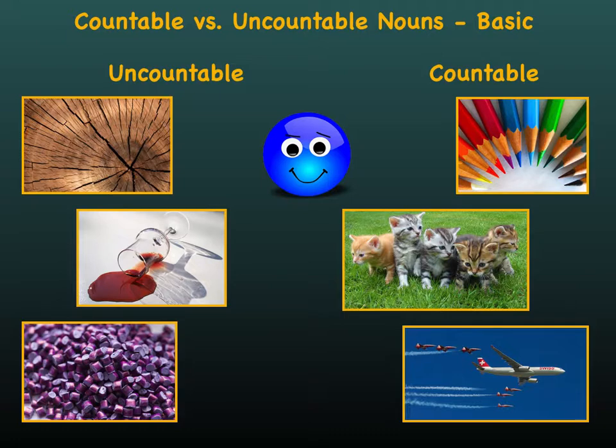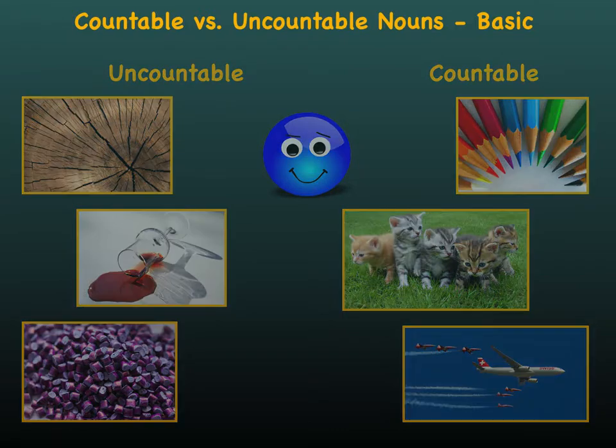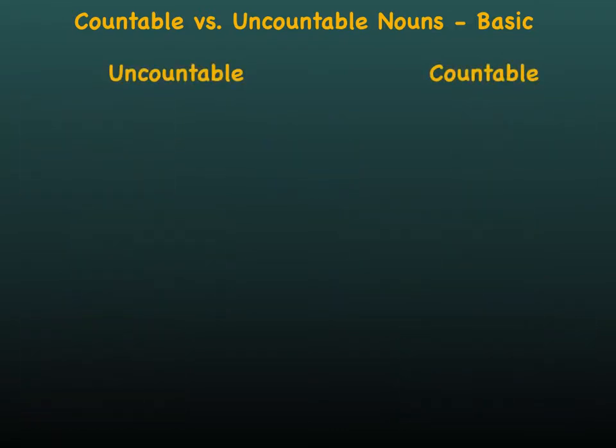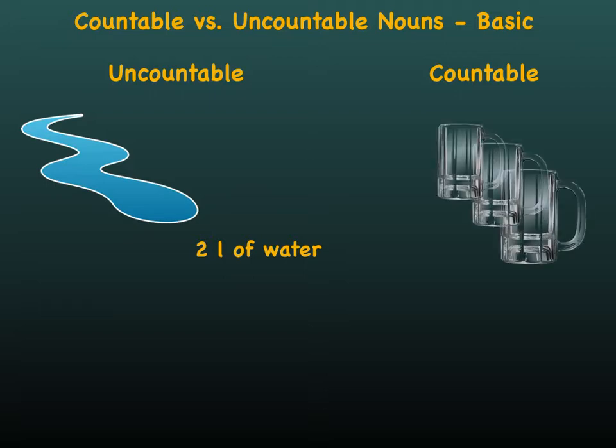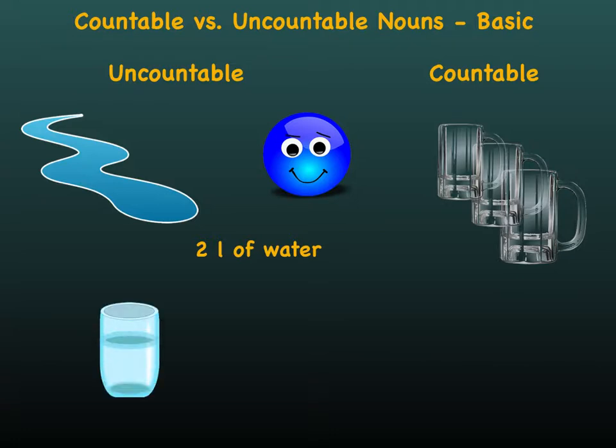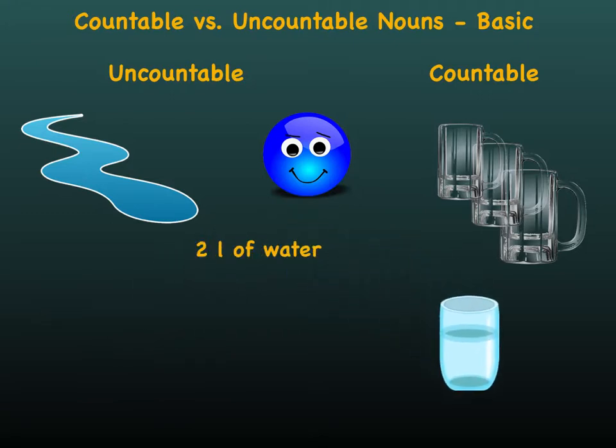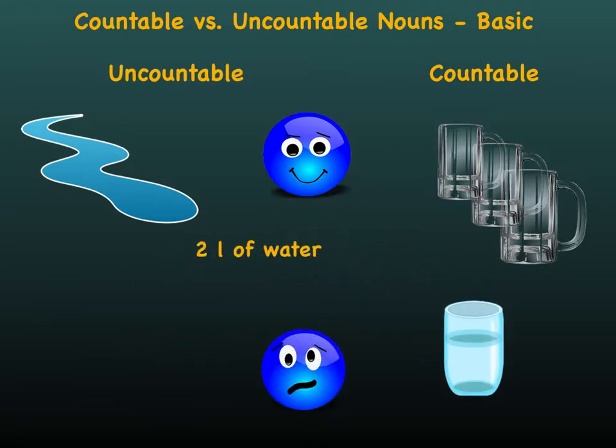So these examples are pretty easy to understand, but it can be more complicated. Okay, so water is uncountable. It's a liquid. And if you want to count it, you can use liters maybe. Glasses are countable. Okay. But what about this? Well, it's a glass of water, so it's countable.